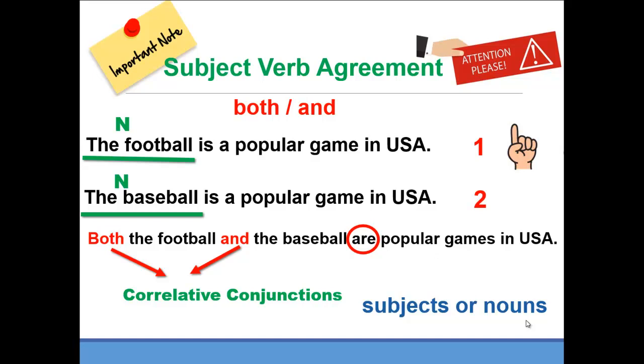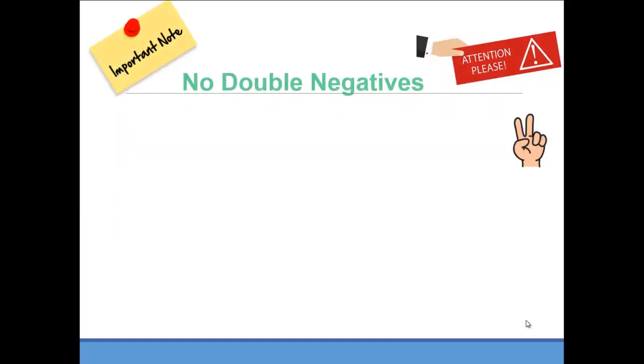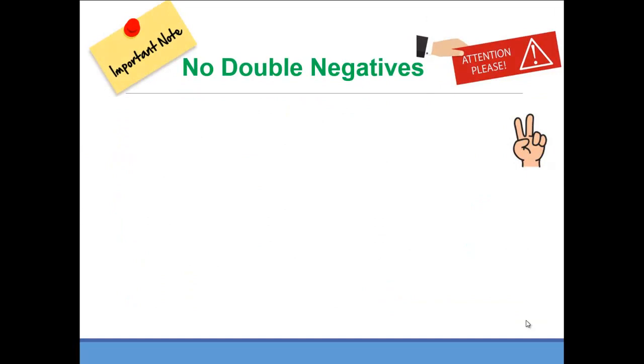So you have to take care of the subject-verb agreement. This is very important. Don't forget this part. So when using the conjunctions both and, you always have to take care of the subject-verb agreement because you are joining the subjects of the sentences. Another important note: no double negatives.